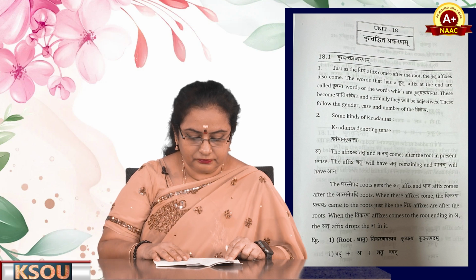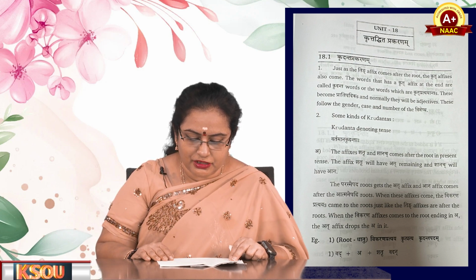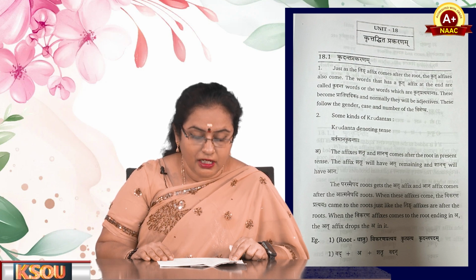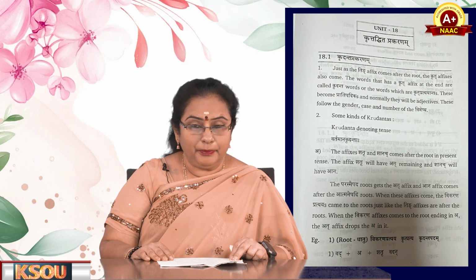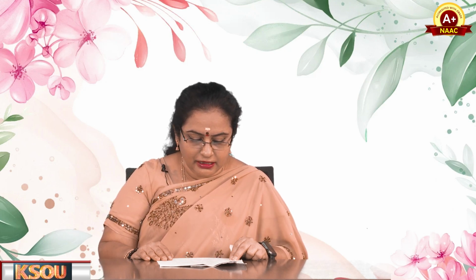Vartamana krudantaha. The affixes shatru and shanach come after the root in present tense. The affix shatru will have at remaining and shanach will have ana. The parasmaipada roots get the at affix and the ana affix comes after the atmanepadi roots. When these affixes come, the vikarana pratyayas come to the roots, just like the thing affixes come after the roots. Those are dhatus. When the vikarana affixes come to the root ending in a, the at affix drops the a in it.